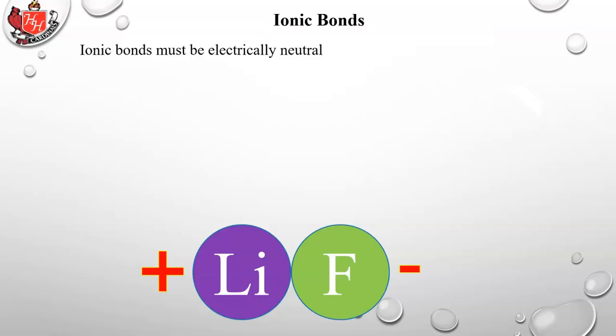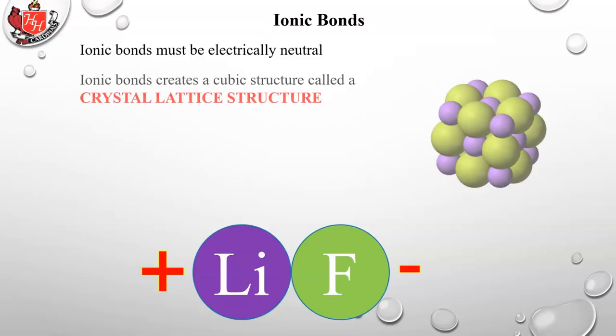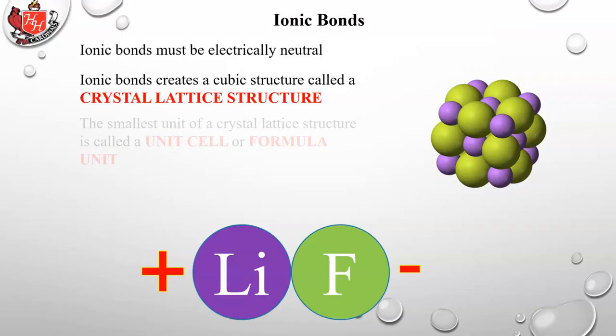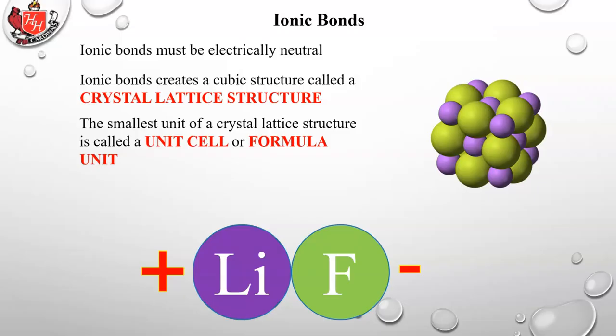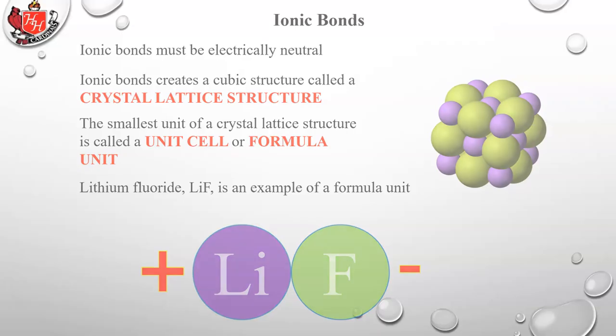So ionic compounds must be electrically neutral. So they're made of two ions, but when they join together, the overall structure must be electrically neutral. Ionic bonds create a cubic structure, not always cubic, but often so, called a crystal lattice structure. The smallest unit of a crystal lattice structure is called a unit cell or formula unit. Lithium fluoride, what you see there, is an example of a formula unit.